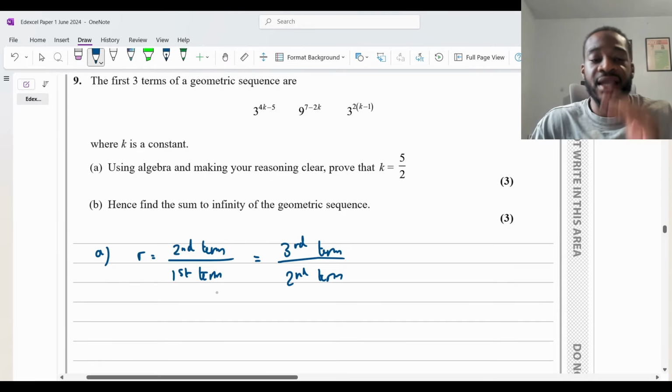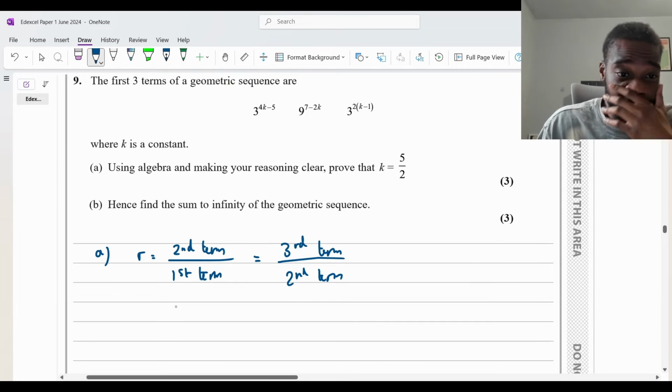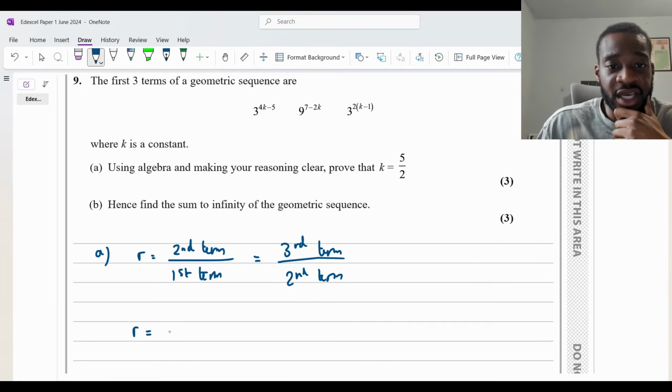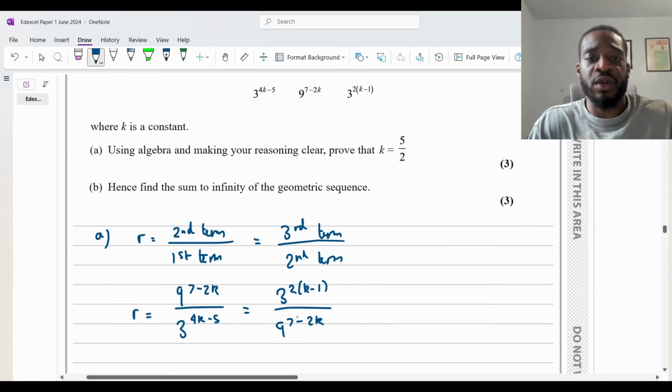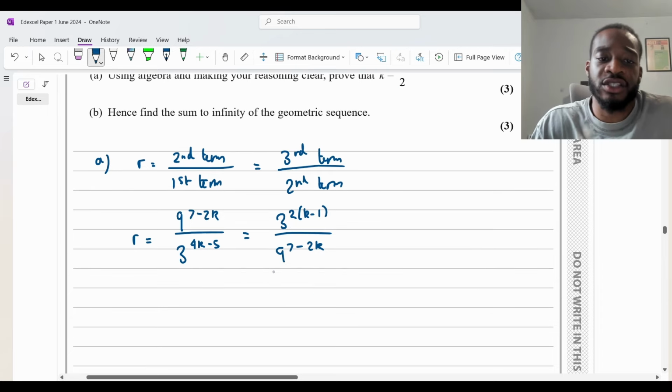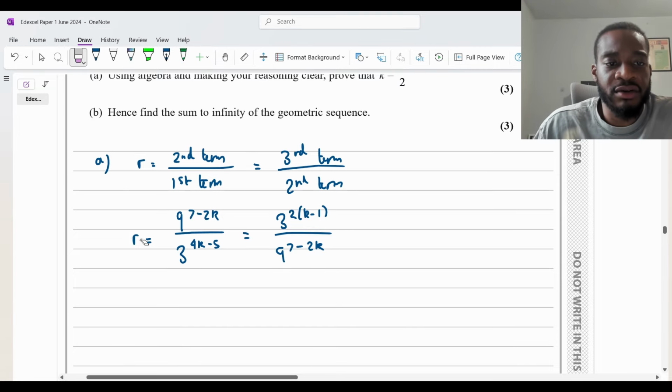So with that being said, I can say that r, which is going to equal 9 to the power of 7 minus 2k divided by 3 to the power of 4k minus 5, has to be equal to 3 to the power of 2k minus 1, the third term, divided by 9 to the power of 7 minus 2k, the second term. Okay, so we are here. We need to prove that k equals 5 over 2. So we just need to solve this equation. Now, what I'm going to do is I'll get rid of the r for now because we've got the equation.